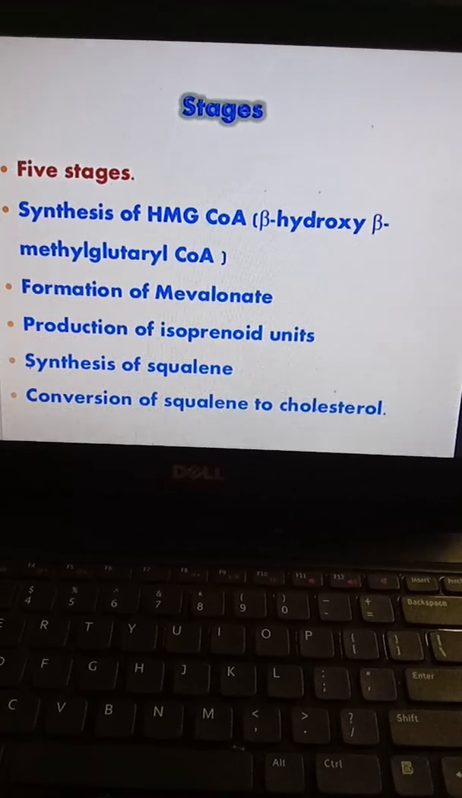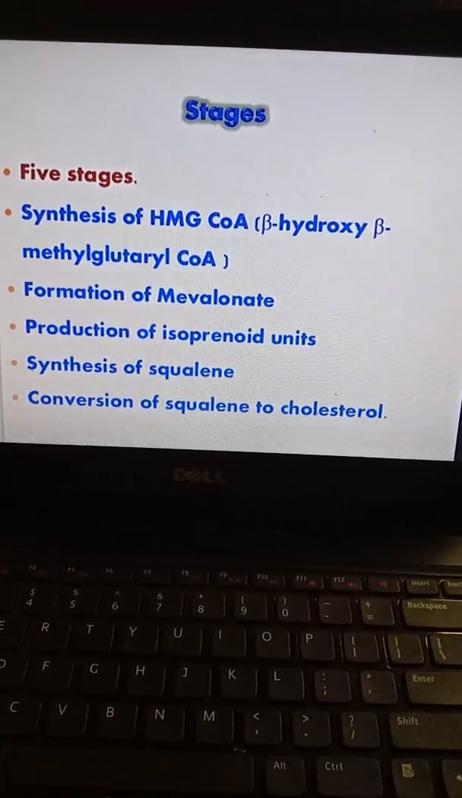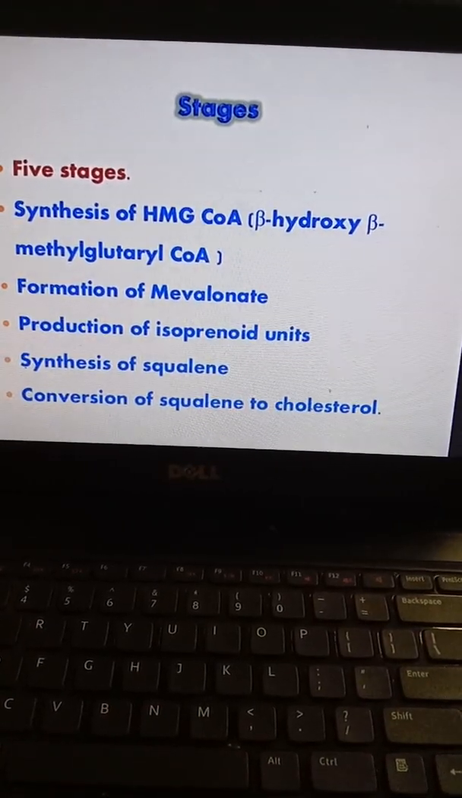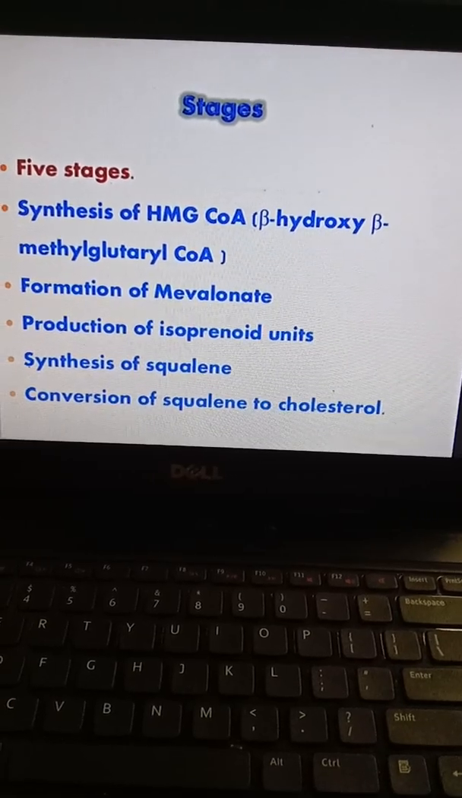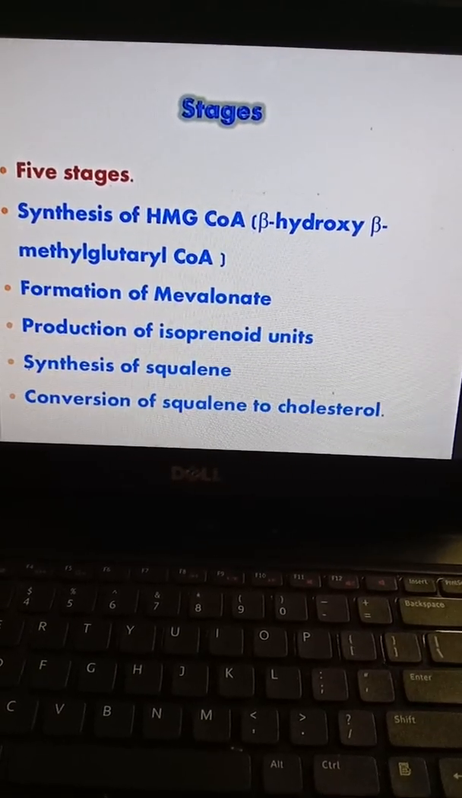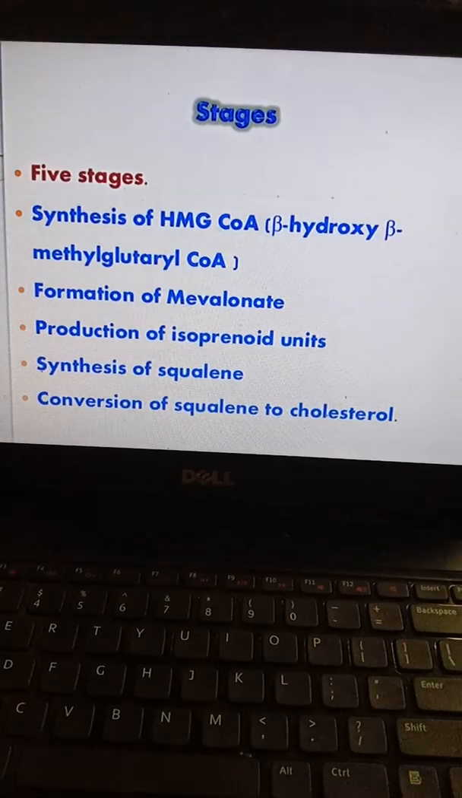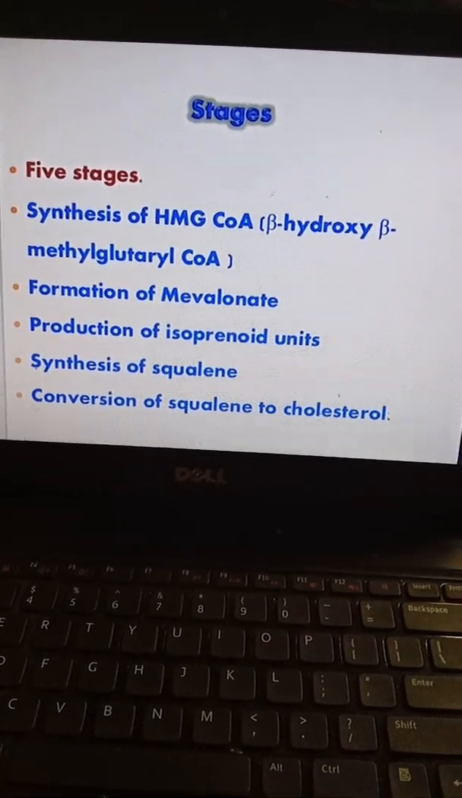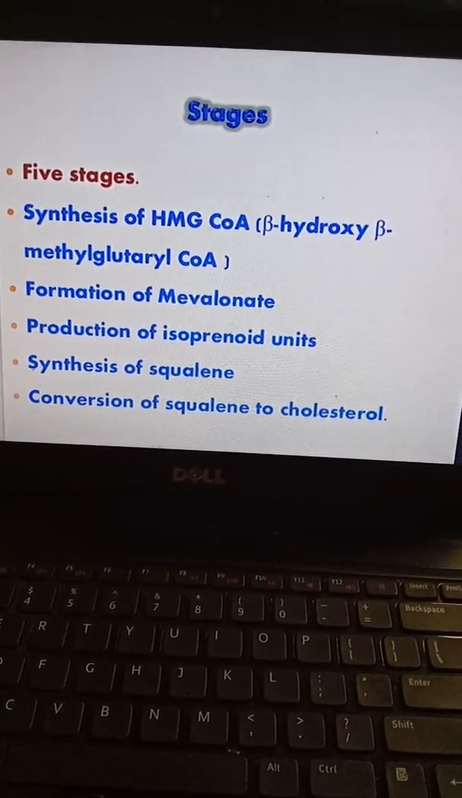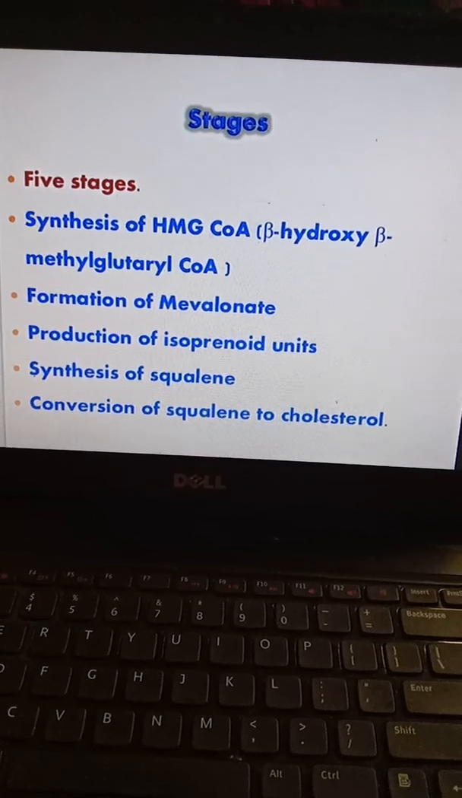Now the stages. There are 5 stages. Synthesis of HMG-CoA, that is beta-hydroxy beta-methyl glutaryl-CoA. Then formation of mevalonate, production of isoprenoid unit, synthesis of squalene, and conversion of squalene to cholesterol. These are the stages you have to remember.